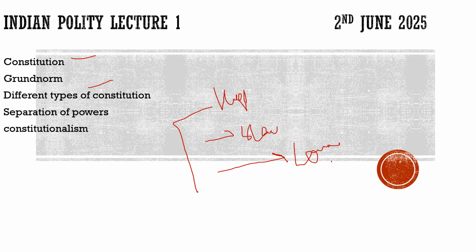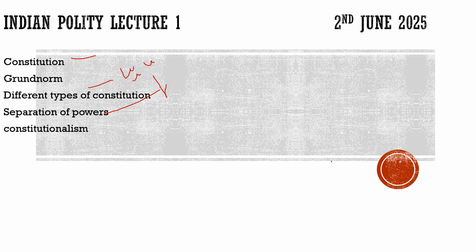So with this, I hope you had understood the constitution, you had understood the different types of constitution, whether it is written or unwritten. You had understood the separation of unitary constitution and federal. You had understood the separation of power. Now the last term which we have to discuss today, and then we will conclude our discussion, is constitutionalism. So the question is, what is this constitutionalism? How can you define constitutionalism?